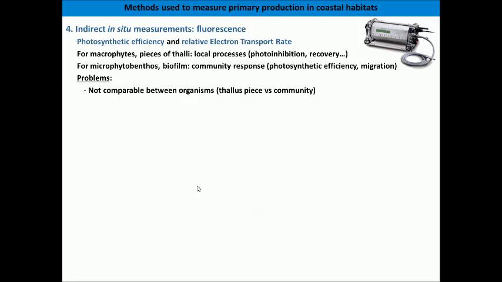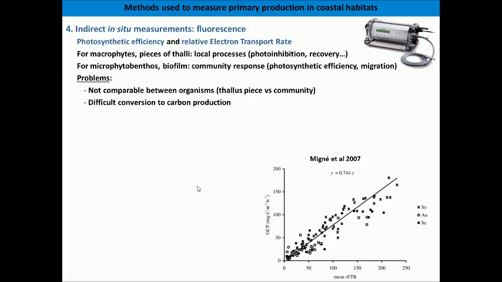It is difficult to compare between organisms, again, because of comparing results from a community to thallus pieces. It can be tricky to convert the results to carbon production, although it has been done on Microphytobenthos here by coupling the mean relative electron transport rate measurements to carbon fluxes measured directly, and this graph shows the variability that exists between these two measurements.